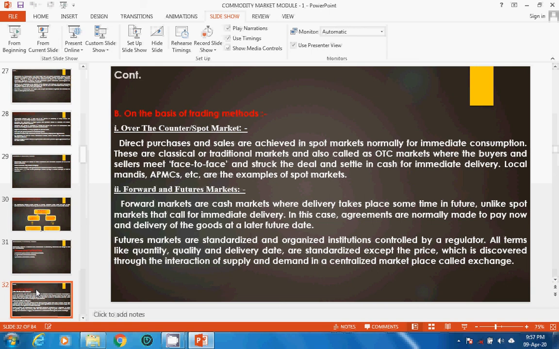Futures markets are standardized and organized institutions controlled by regulators. All items like quantity, quality, and delivery date are standardized, except the price, which is discovered through the interaction of demand and supply in a centralized commodity marketplace. It is also known as commodity exchanges, where the futures are traded.